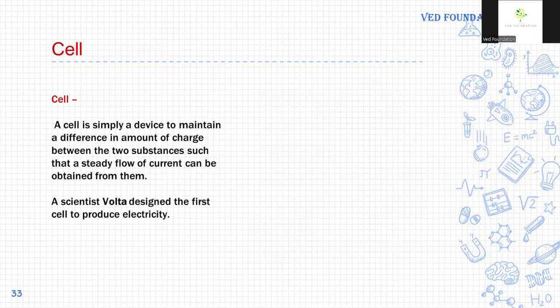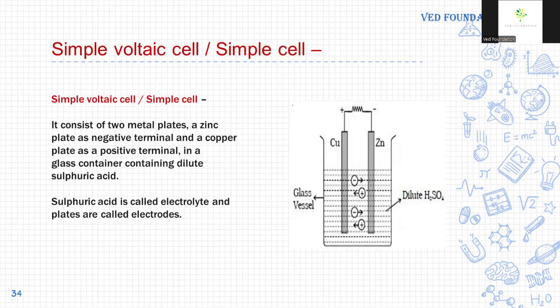Cell. A cell is simply a device to maintain a difference in the amount of charge between two substances, such that a steady flow of current can be obtained from them. A scientist, Volta, designed the first cell to produce electricity, and this cell is the simple voltaic cell or simple cell. A simple voltaic cell consists of two metal plates, a copper plate and a zinc plate. The copper plate acts as the positive terminal and the zinc plate acts as the negative terminal of the cell, and there is dilute sulfuric acid in the container.